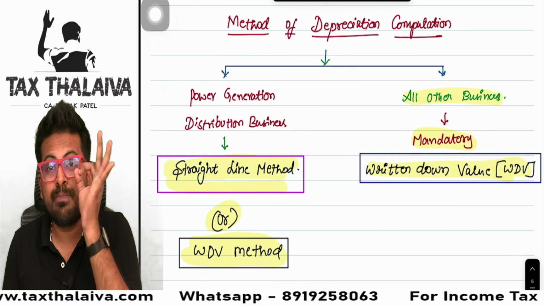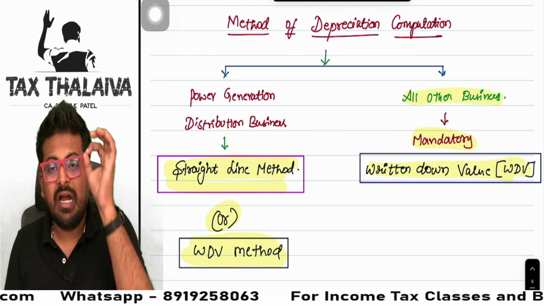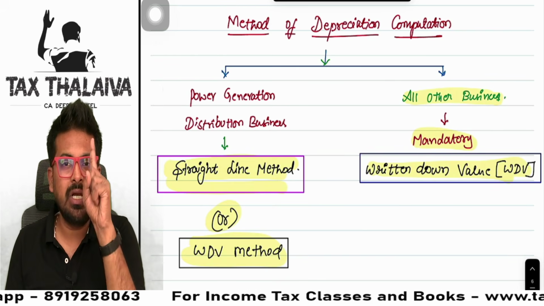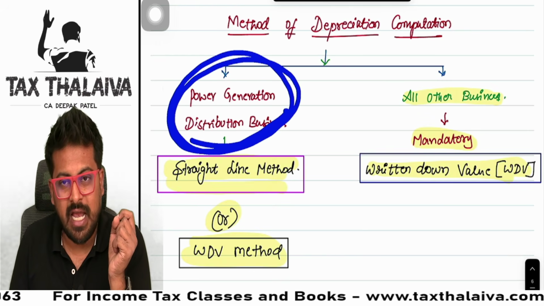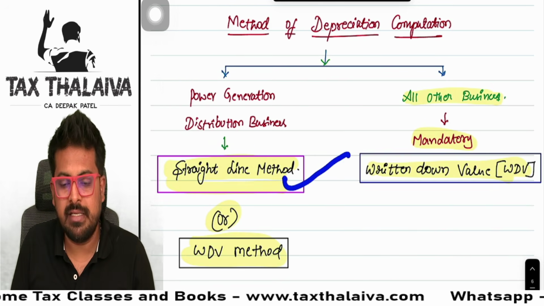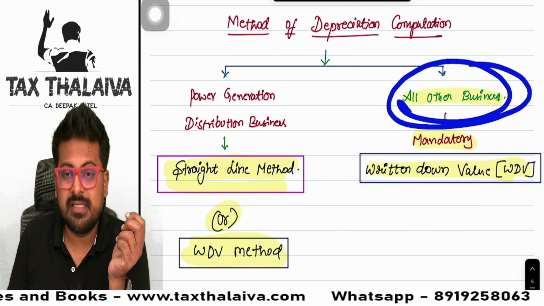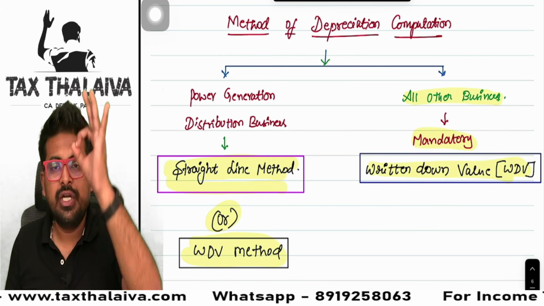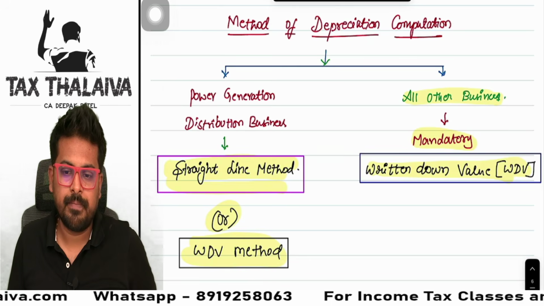You know what? It is mandatory under the Income Tax Act to calculate the depreciation under the WDV method only. It is mandatory. But there is only one exception. In case of power generation and distribution business, guys, they have the option, either they can claim depreciation under the SLM method or the WDV method. But all other businesses are mandatorily required to calculate the depreciation using the WDV method only. They do not have the option of the SLM method.